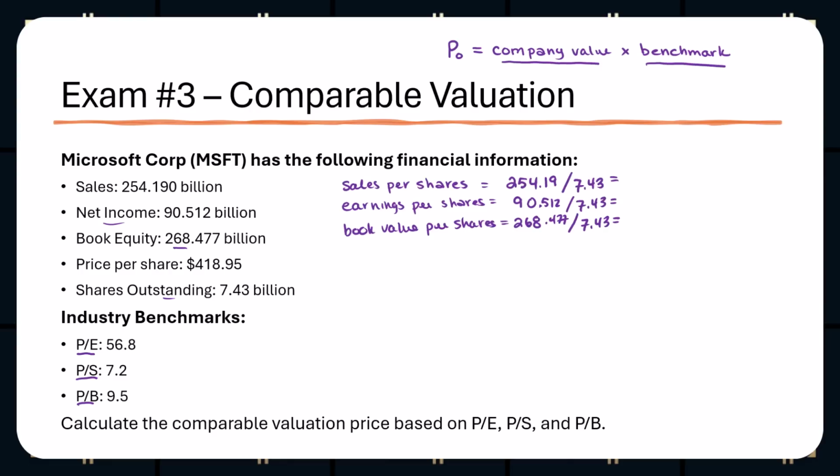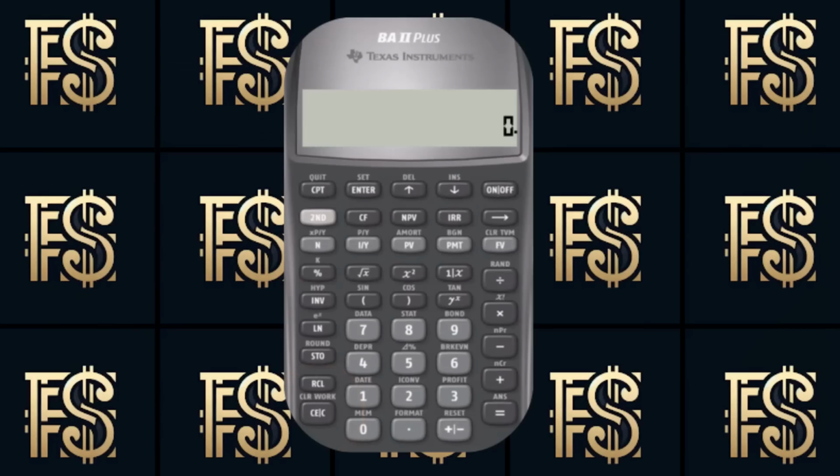Once we get those numbers, we're then going to multiply them by their respective benchmarks, and that will give us a price estimate. So let's go ahead and start with the price to earnings ratio, which means we need the earnings per share. So we'll calculate the earnings per share, we'll multiply it by the industry PE, and we will get a price estimate for Microsoft.